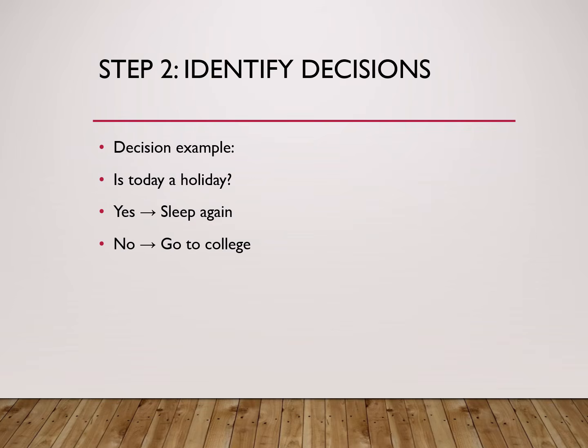Now in the second step, we have to identify the decision. So now check if any decision exists. For example, is today a holiday? If yes, sleep again. If no, get ready and go to college. That's your decision. That is called a diamond. We have to implement that. This small logic makes your diagram dynamic and professional as well.